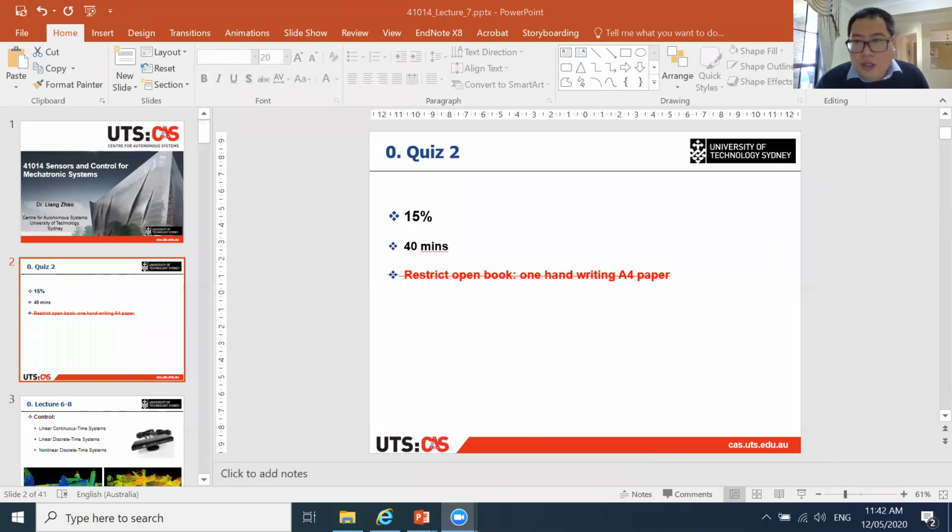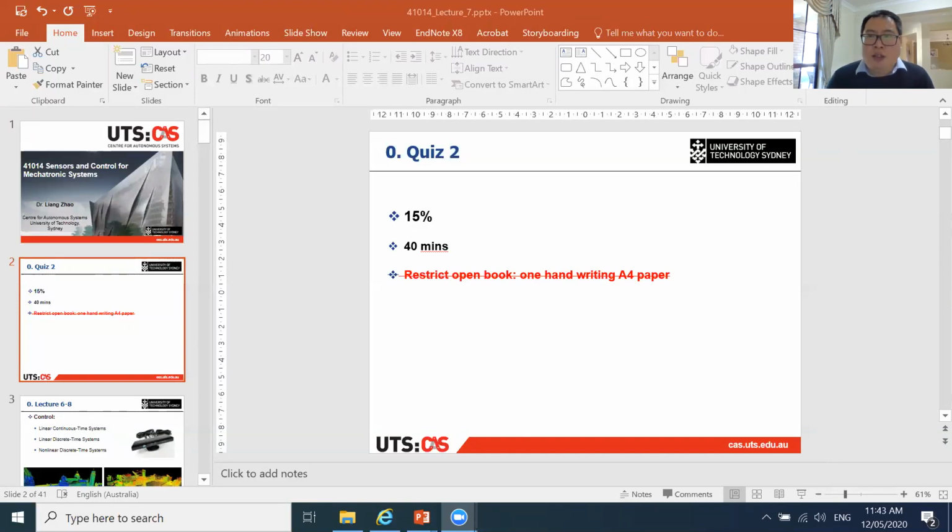Okay, so if there are no questions on quiz 2, again, quiz 2 will take place at the beginning of the next lecture. It will be 15% of the marks. It will take 40 minutes. You will have 5 minutes at the beginning to download and read the question paper. After that, you can write your answer for quiz 2 in a Word document, or you can handwrite it and take a picture to submit.